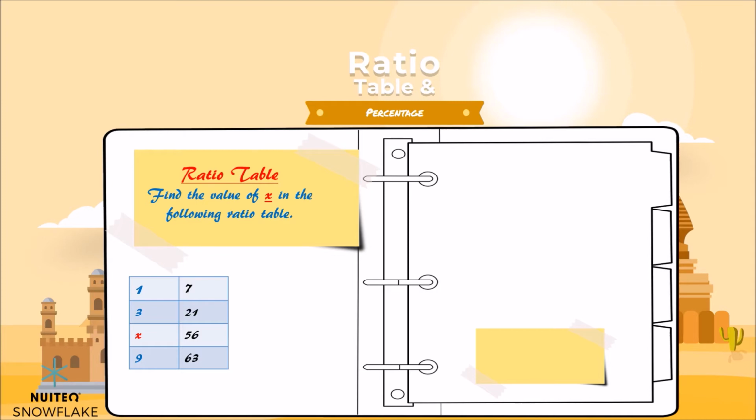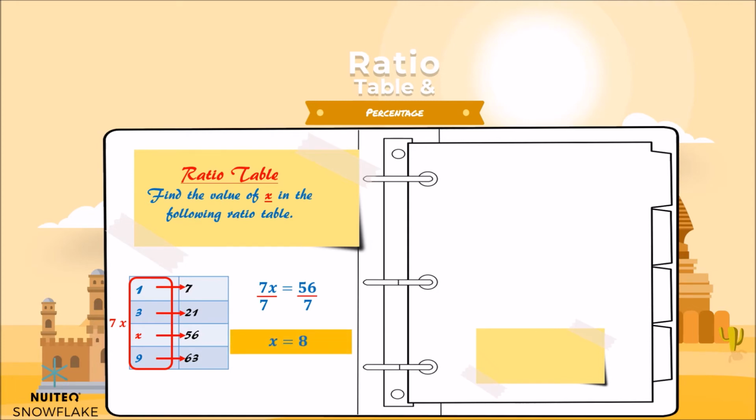Well, the numbers on the left side to the numbers on the right side are in a ratio of 1 to 7. In other words, multiply the numbers on the left by 7 to get the numbers on the right. Using that ratio, we arrive at the following equation for x. 7x is equal to 56. Now, divide both sides by 7. So, x is equal to 8.